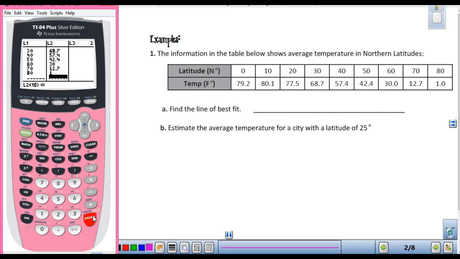All right, so that's how we enter in our table, right? Then it says to find the line of best fit. It says to hit what again? Hit stat again. Then we use our arrow to go over to calc. We want the linear regression, the ax plus b, so we want number 4. Then you can just keep hitting enter until it brings you down to calculate, and hit enter again.